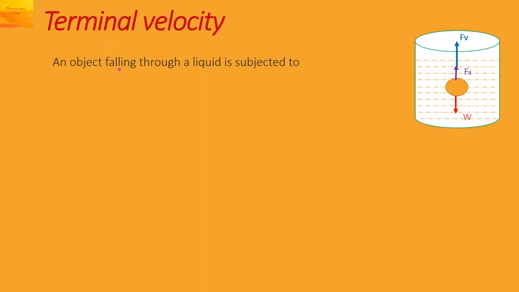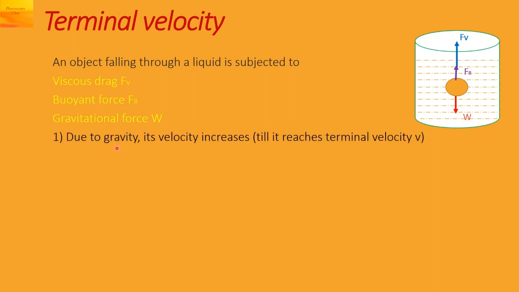When an object is falling through a liquid, it is subjected to different types of forces. One is the viscous drag, which we denote as F suffix V, which we can see in the diagram. Second is the buoyant force, F suffix B. And third is the gravitational force, which is denoted as W. Now, due to gravity, the velocity of the body increases. It is increasing until it reaches the terminal velocity V.